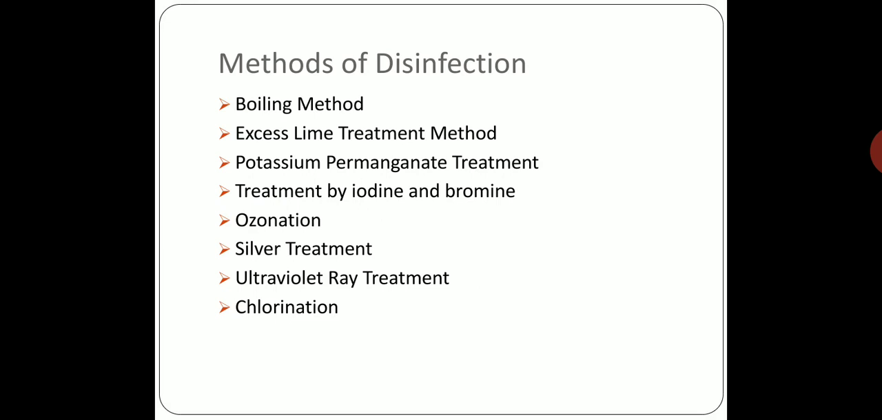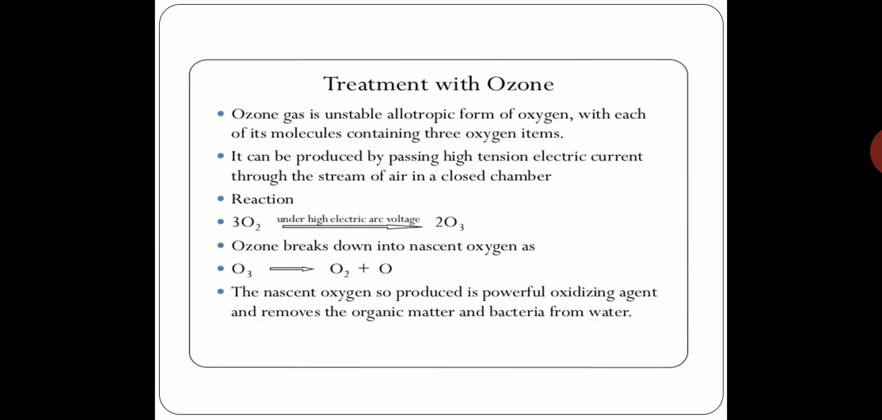Then next is ozonation. This process is called treatment by ozone. This ozone is not available naturally, so we have to generate it. To generate this ozone, we make use of oxygen which is present in the atmosphere. When we have 3 atoms of O, it leads to formation of ozone. To generate this ozone, we pass oxygen through high voltage electric current.